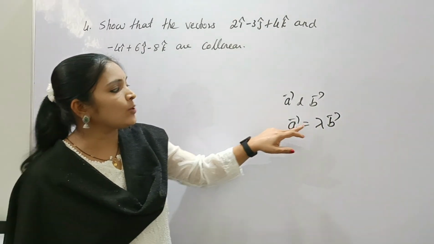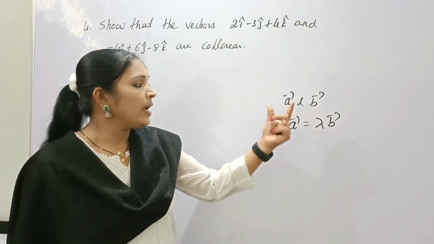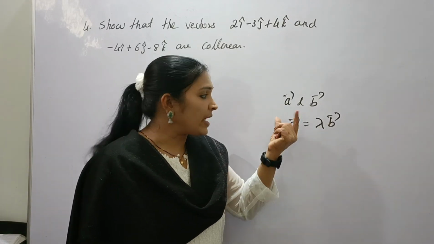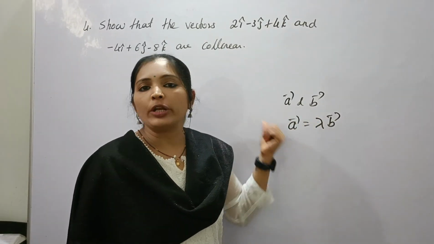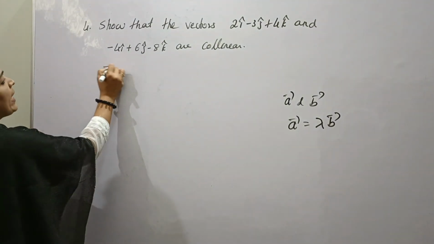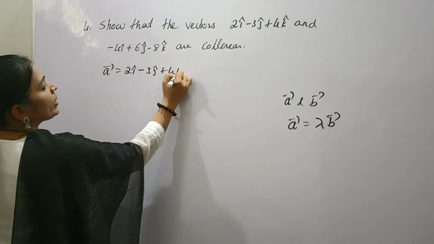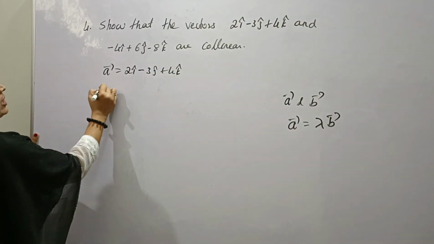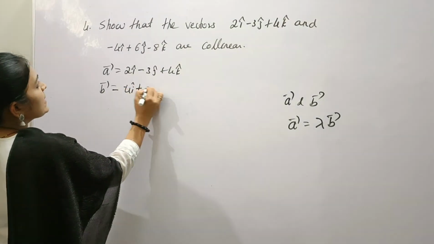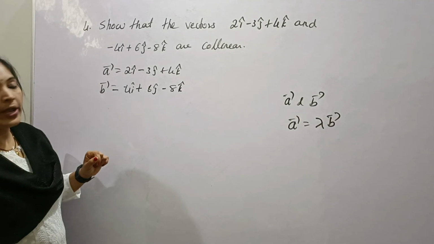That is, vector A is equal to lambda into vector B, where lambda is any real number. If vector A is equal to lambda into vector B, then we say vector A and vector B are collinear vectors. So here, let's take vector A is equal to 2i minus 3j plus 4k, and vector B is equal to minus 4i plus 6j minus 8k.